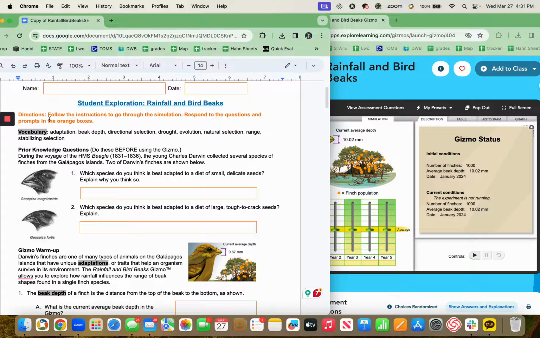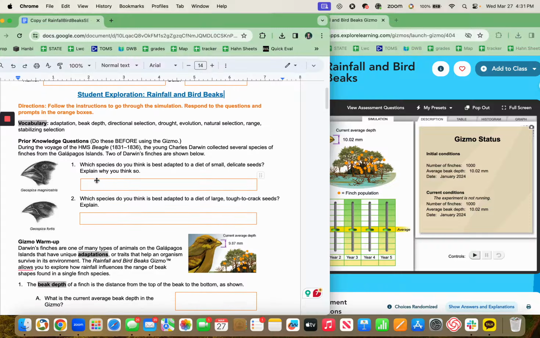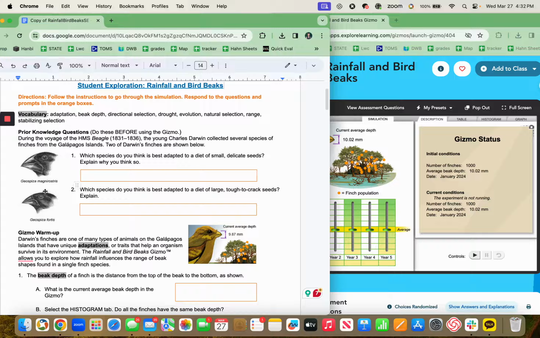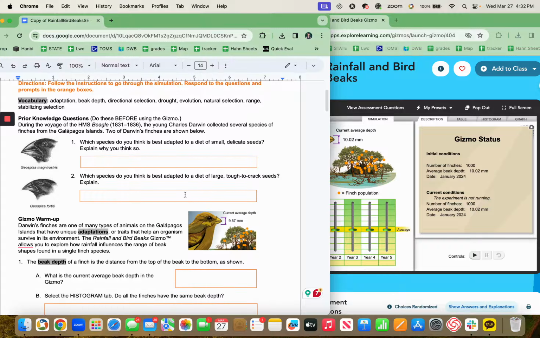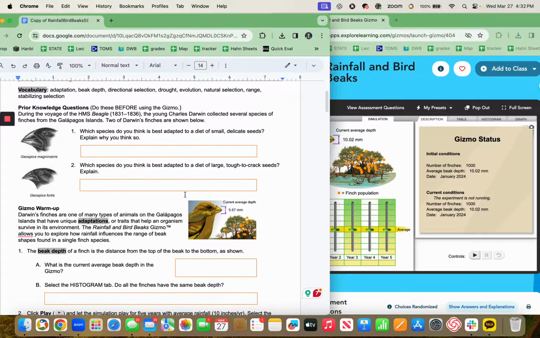So you want to read through the prior knowledge a little bit, see if you can answer some of the questions. Which one do you think has a beak that's adapted to small, delicate seeds? Which one has a beak that's adapted to large, tough to crack seeds, and why?